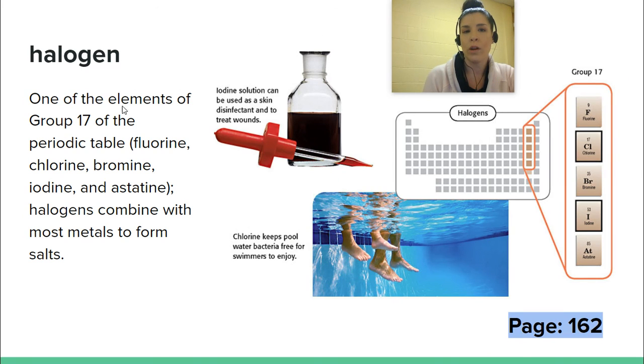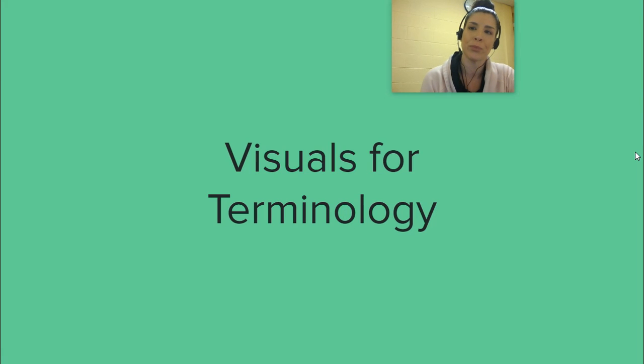Halogen, one of the elements of group 17 of the periodic table. Halogens combine with most metals to form salts. This can be found in group 17, but it is the second column from the right. This is found on page 162.